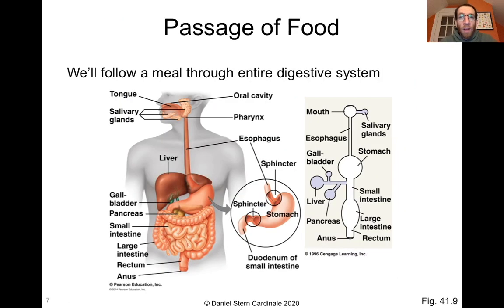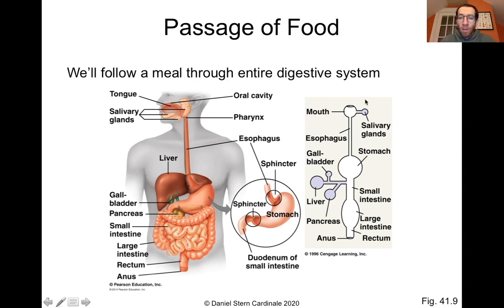Now we'll follow the passage of food through the human digestive system step by step. Before we get into the nuts and bolts of the process, I just want to point out these two figures. It's actually one figure. It's figure 41.9, but it has two distinct parts here. On the left, we have kind of a cartoon version of a human body. You could see all the different components of the system as they look kind of in real life.